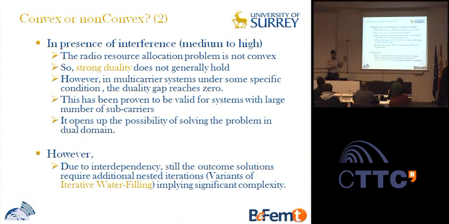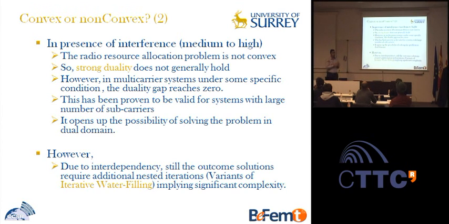But in case there is strong or medium interference in the system, once the luxury of orthogonality is broken, the radio resource allocation problem is not convex anymore, and generally we cannot say that strong duality holds, which means that the gap between our primal and dual solutions is not necessarily zero. However, in the case of multi-carrier systems, it has been proven that under some specific conditions, although the problem is not convex, this duality gap reaches zero.